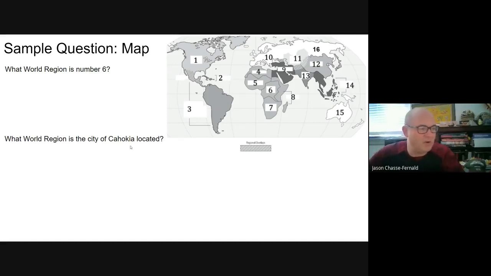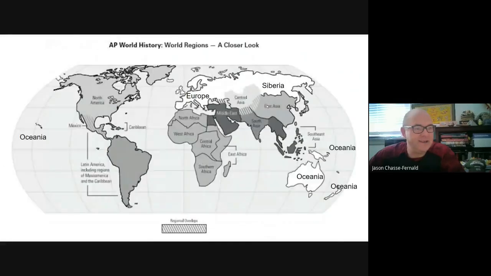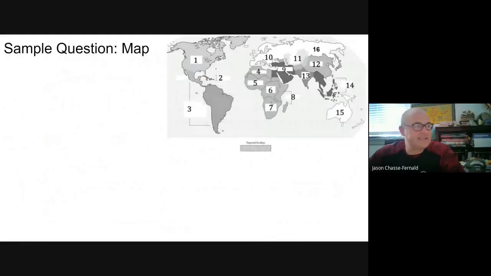So what region of the world is Cahokia located in? If you don't know where Cahokia is, it's about 10 miles outside of modern day St. Louis, Missouri. So Cahokia is number 1. And 16 is Siberia, by the way. Was that located on that map earlier on? I did put it right there. So Siberia. All right, so that's the map, and that's really what your summer assignment test is going to be.